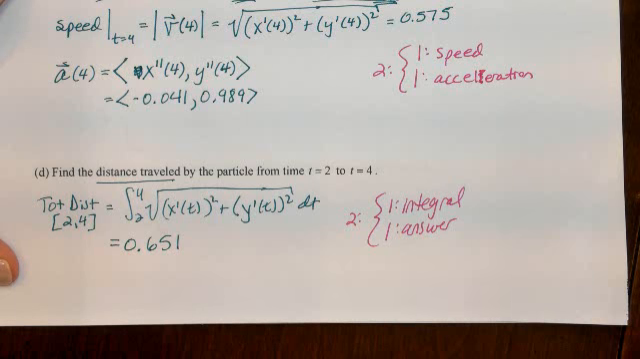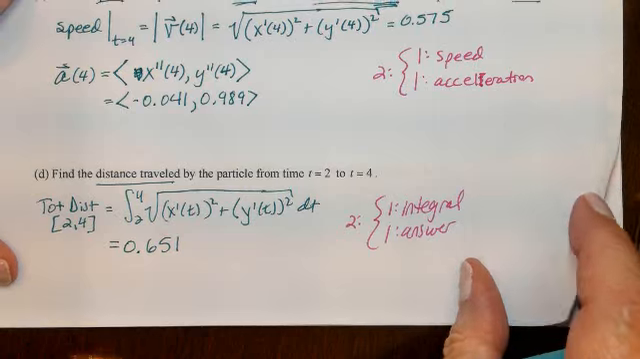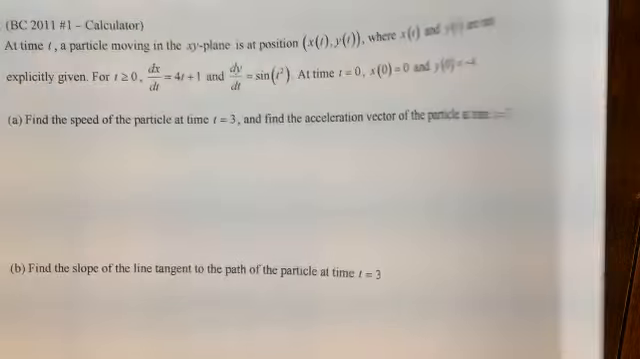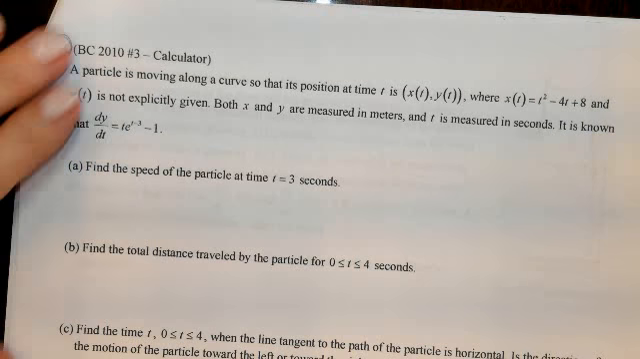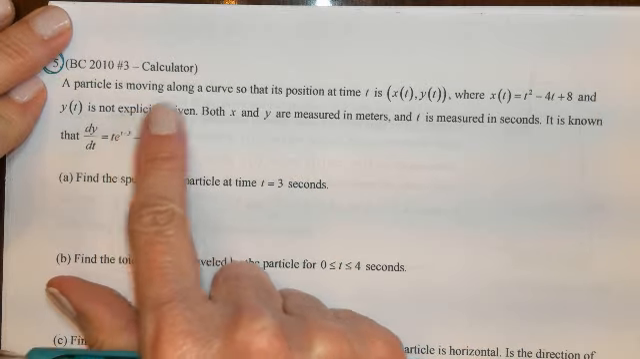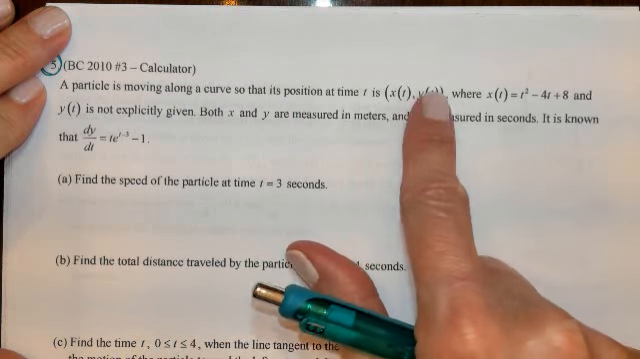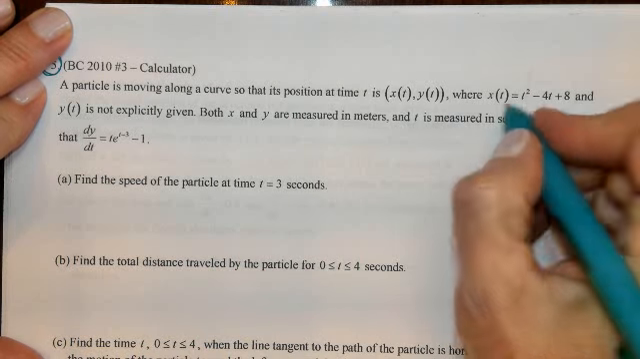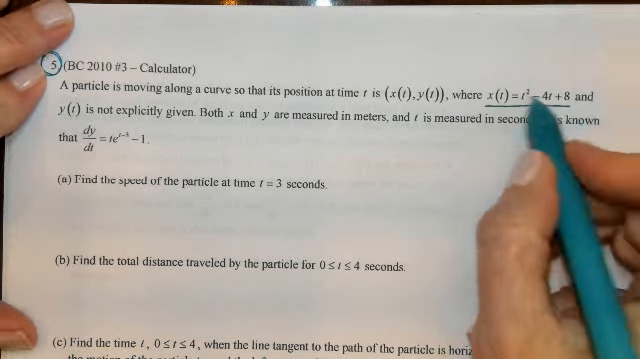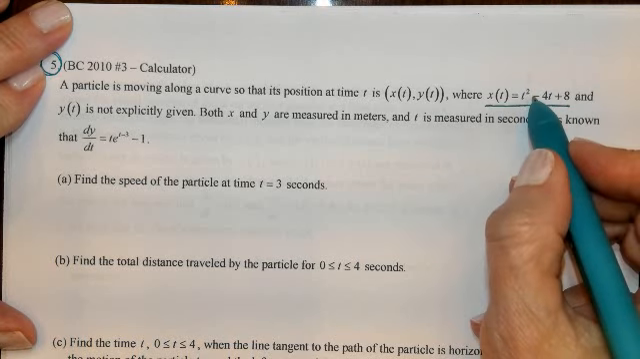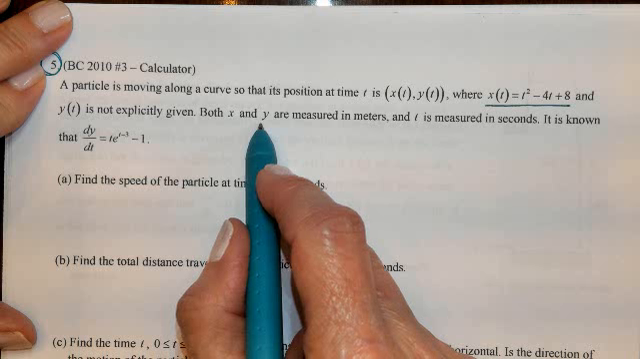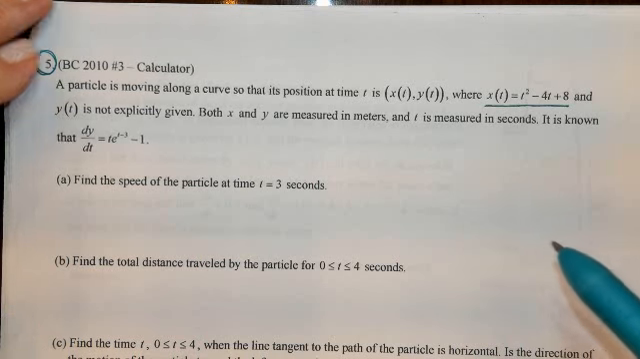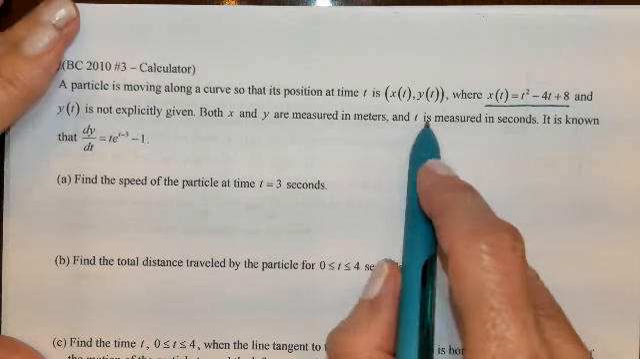Okay? The last example I'd like to do with you is the one from, I think I picked out 2010. So let's go over to that one. We have a particle moving along a curve, again, where x is equal to this function, which is easy to take a derivative of, and y is not explicitly given. Both x and y are in meters, so they might be asking us for units. We'll have to watch out for that. And t is measured in seconds.